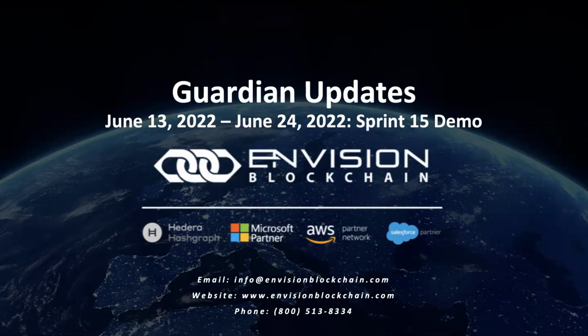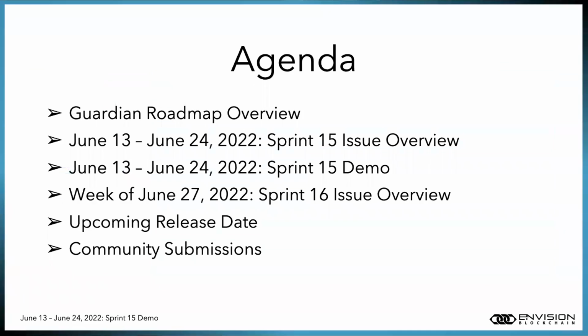Today, we'll be giving you Guardian updates of Sprint 15, which lasted from June 13 to June 24. Just a quick overview of the agenda. We are going to give you an update on the roadmap. We are also going to be reviewing the issues that we tackled in Sprint 15, which lasted from June 13 to June 24th. Then we'll be flipping over and looking at the Sprint 15 demo.